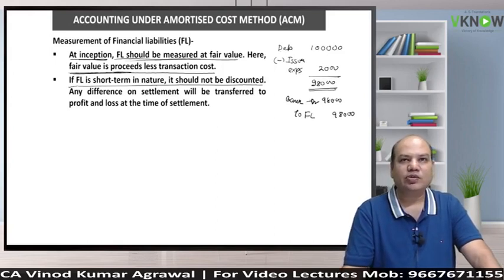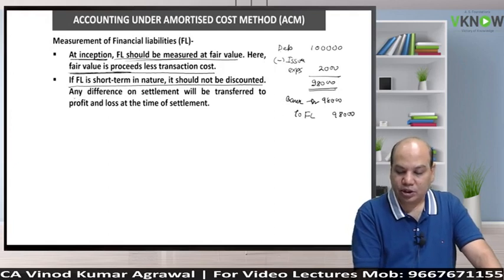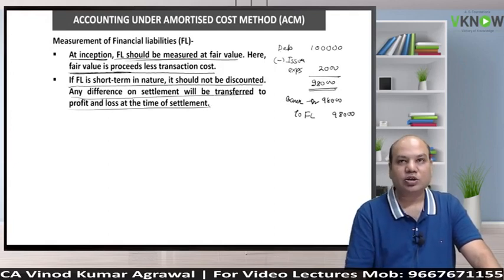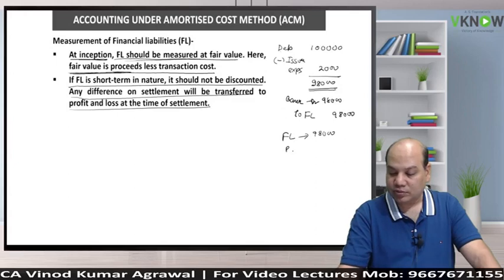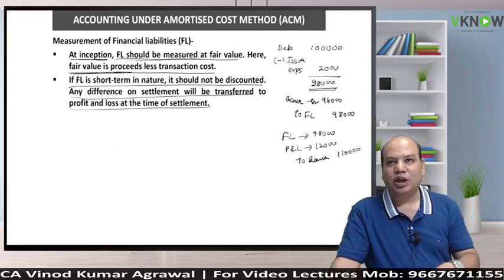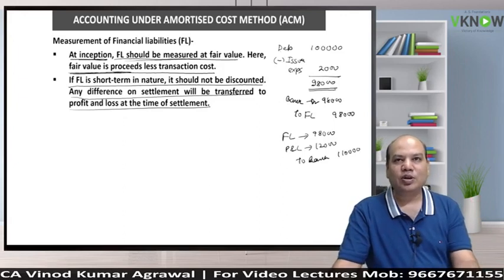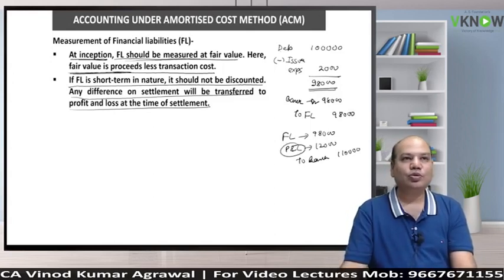If it is short term in nature, then it is not discounted. Short term means less than 12 months maturity. No need to discount it because it is going to be settled within 12 months. Any difference on settlement will be transferred to profit and loss account on settlement. Suppose it is a short term instrument, I have to pay 1,10,000 rupees on settlement. So on the settlement date, financial liability 98,000, P&L account 12,000, to bank account 1,10,000. That is how we have agreed. You give me 1 lakh rupees loan, I will pay you after 12 months 1,10,000. I paid, but my book value is 98,000. So automatically this finance cost will go to P&L account.